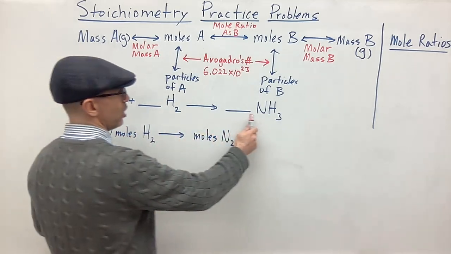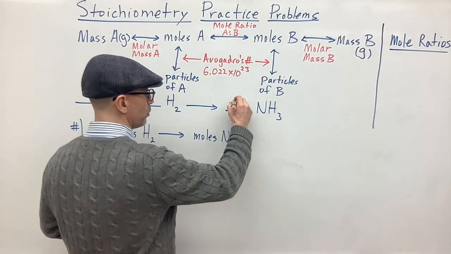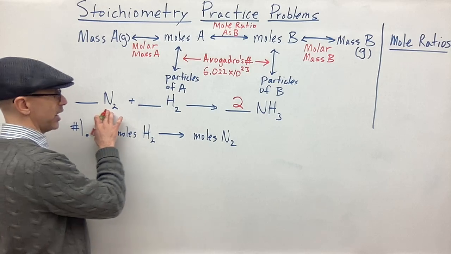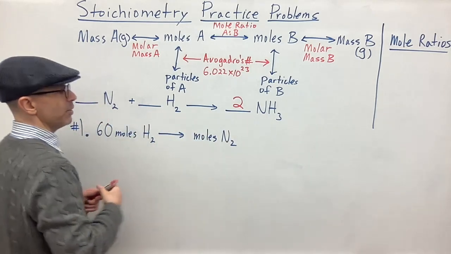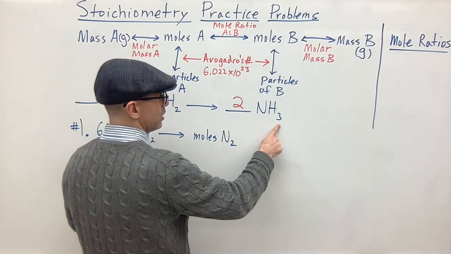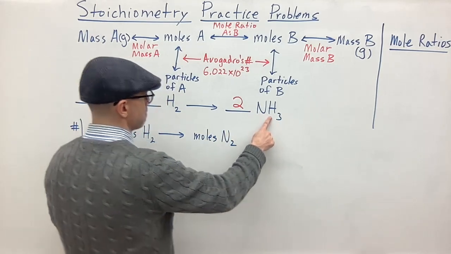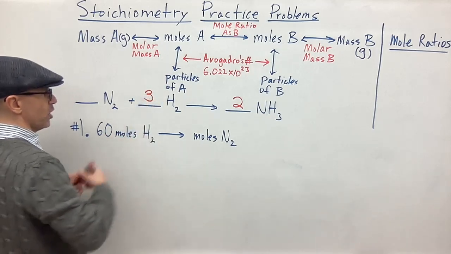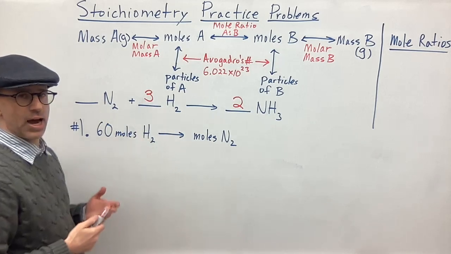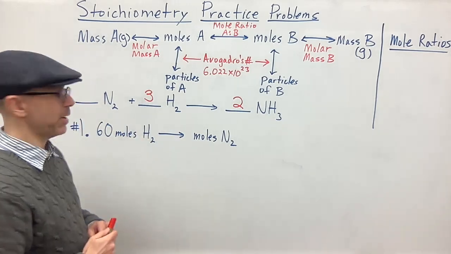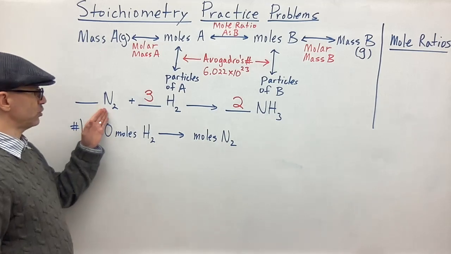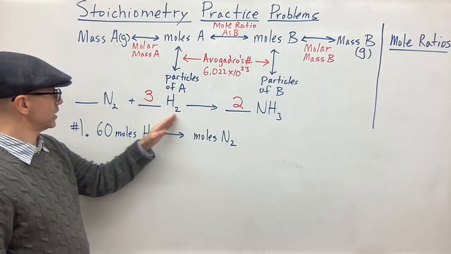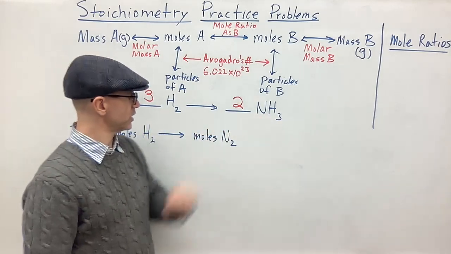Here we have one nitrogen, so we'll put a 2 here so we can get 2 nitrogens. Now we have 2 nitrogens and 2 nitrogens. But now we have 2 times 3 is 6 hydrogens, and we only have 2 here. So we're going to have to put a 3 coefficient. 3 times 2 is 6. So now our equation is balanced. We have 2 nitrogen, and 3 times 2 is 6 hydrogen, 2 times 3 is 6 hydrogen.